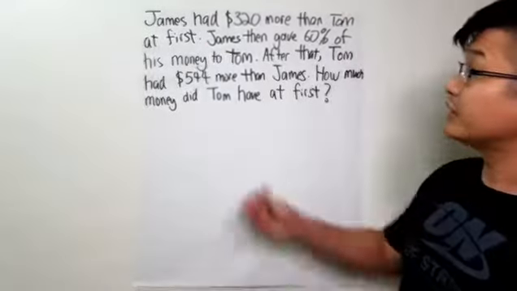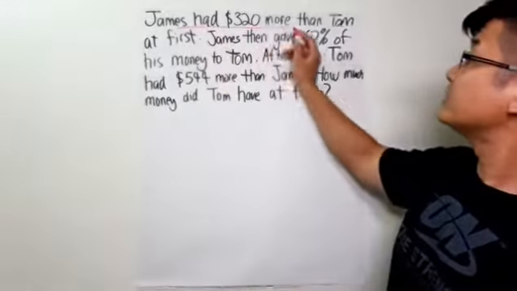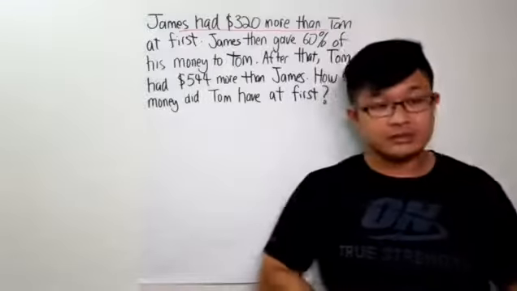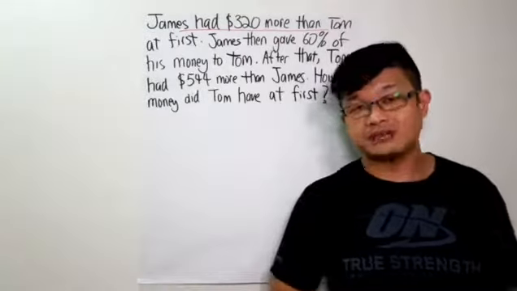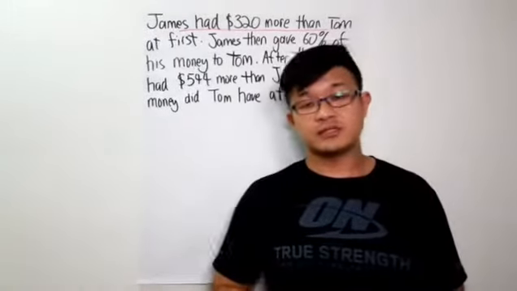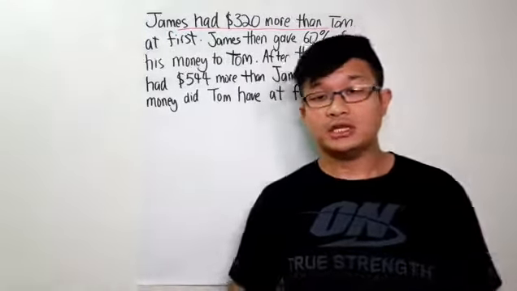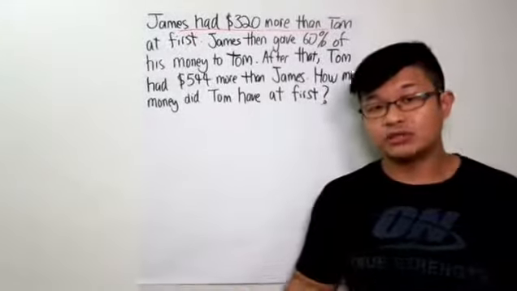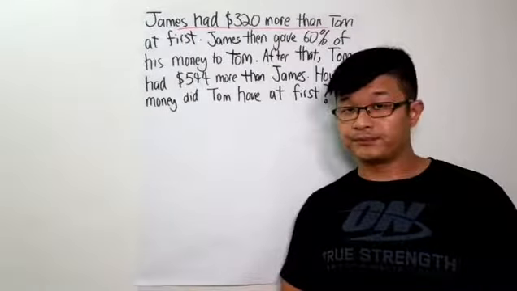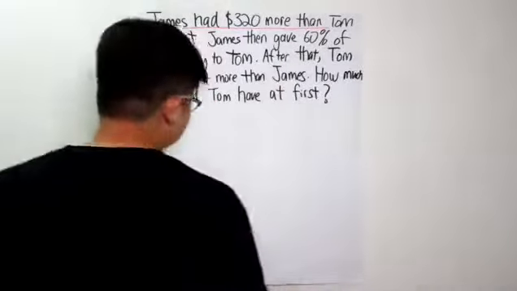So we start by drawing this. James had $320 more than Tom. So we ask our students, alright, so how many people do we have? 2. What's the situation at the start? Well, James had $320 more than Tom. Okay, based on that, can we draw the first comparison model? Yeah, sure. So this is how we do it.